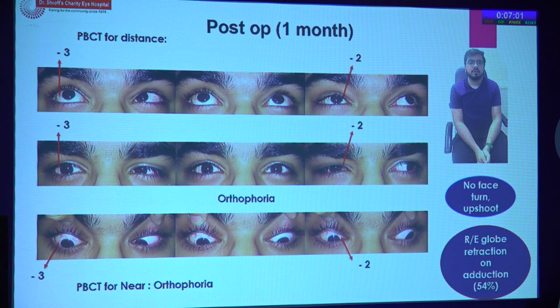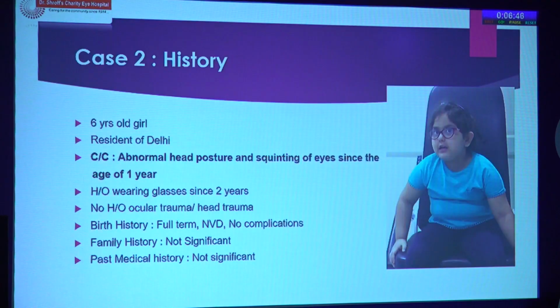So post-operatively, he is very good. He had no face turn, no upshoot, and the globe retraction also was reduced. If you want a publication, because we sent this for publication, you need to measure and tell them how much your globe retraction or your upshoot has reduced. That's why measuring it is important.